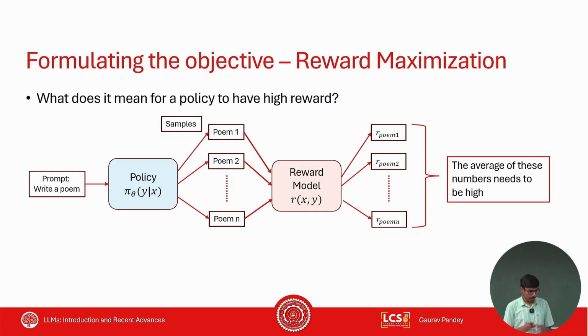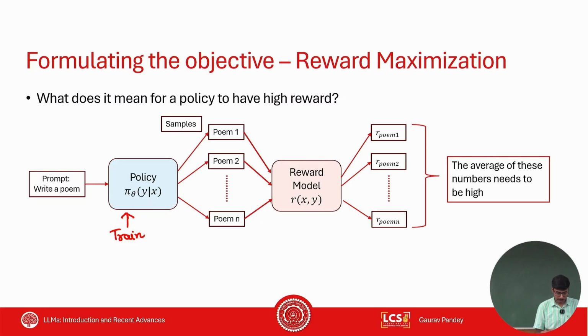That I want my policy to be such that if I sample a bunch of outputs and score them using the reward model, the average reward of those outputs should be high. So I want to have this policy pi theta. So this is pi theta, that is the trainable part. This is what we want to train, right?